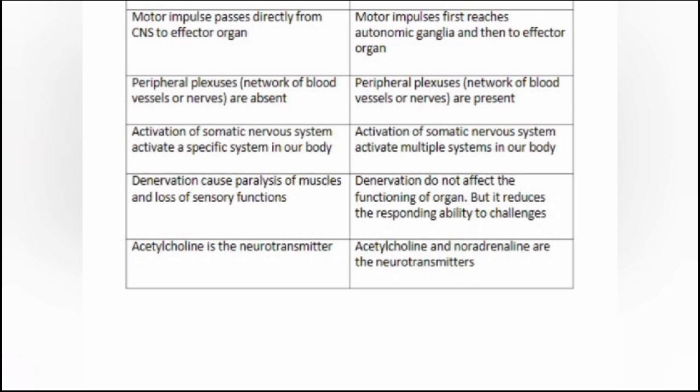Just guess now, I have given you a clue. So which one is affected when you have a denervation? Which one is affected first? So this is a question. Just imagine something was happening in your nervous system. It first affects your SNS. It does not directly affect your ANS. So with any damage in the nervous system, the first thing affected is the SNS. So degeneration causes paralysis of muscles.